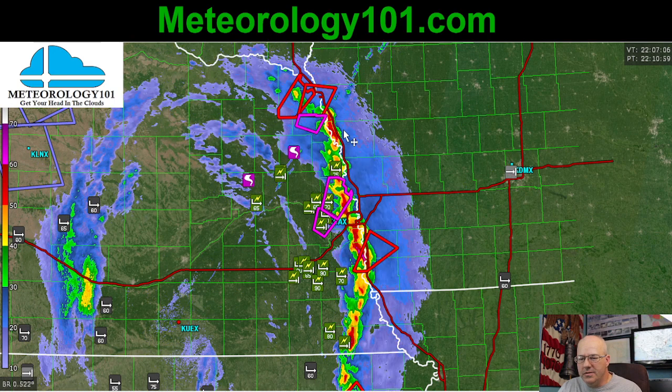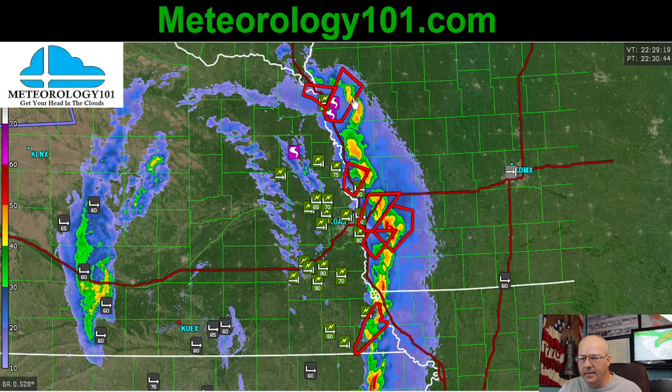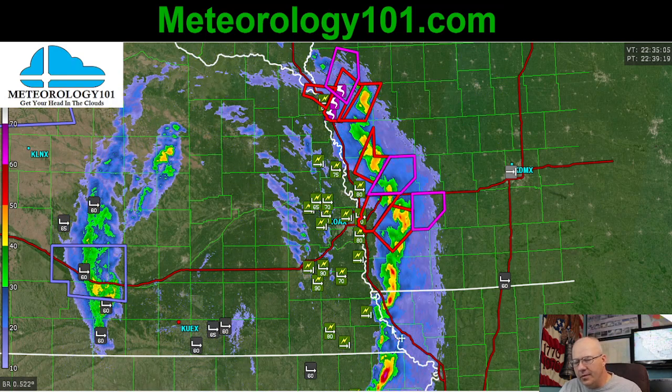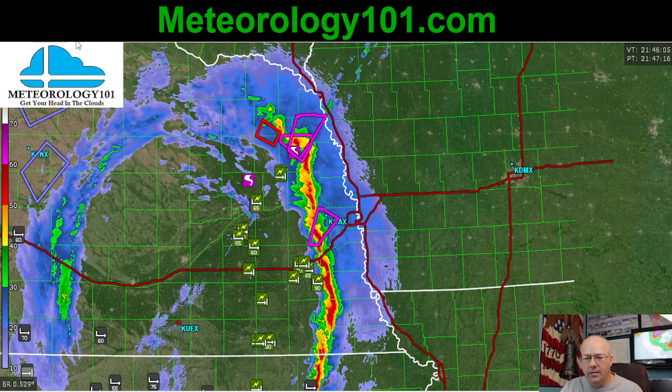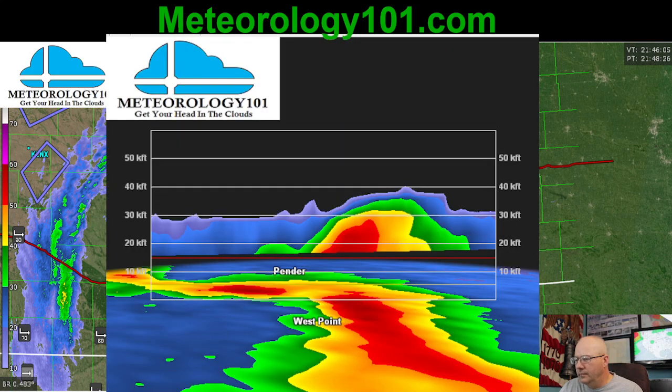All right, so as this pushes northeast, there are still some warnings being set. And then it just looks like it weakens pretty much all the way through. So let's go. Let's do a cross section on this thing. I'm going to see about where that tornado was. Get a smaller shot on that. Actually, you can't see that yet. I'll pull that back up. All right, there's our cross section.